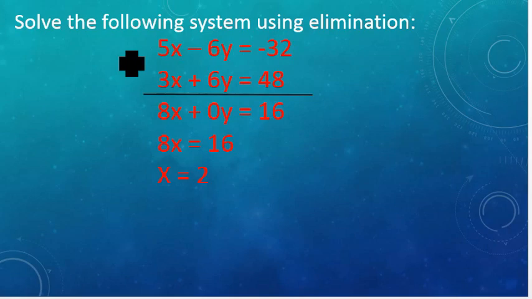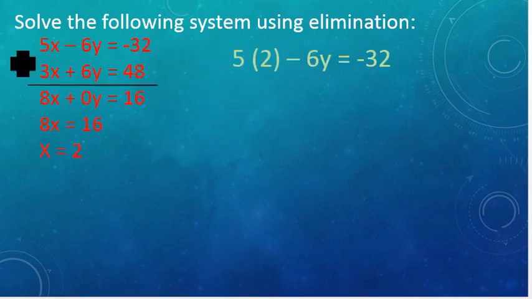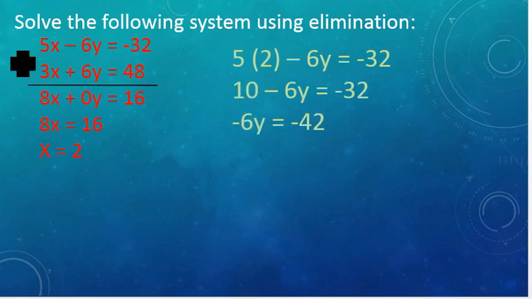Now you need to plug x equals 2 into one of your original equations. You can pick either one. I picked the first one. So now instead of x, I have what x equals. Solve for your y. You should have y equals 7. So your point is 2, 7. Remember, you're not done though, because you need to check your answer with both equations.